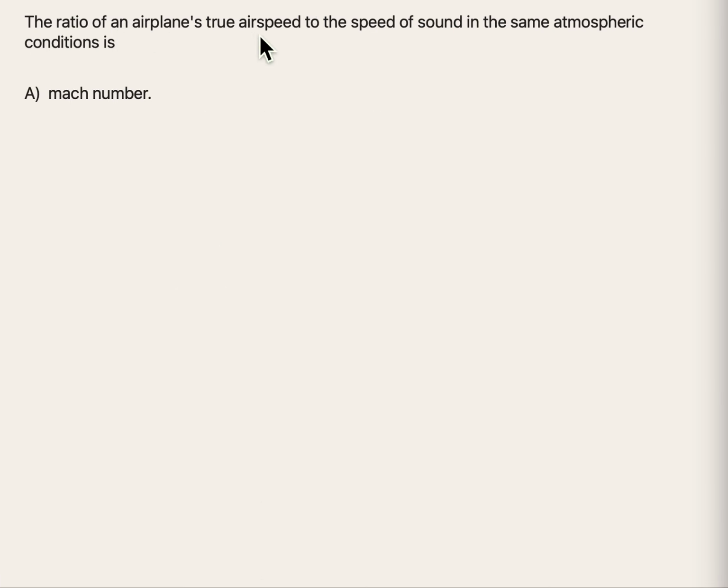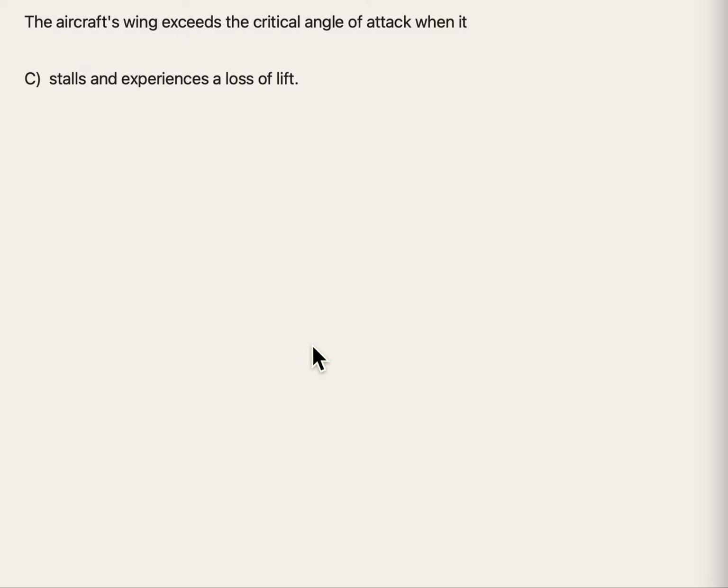The ratio of an airplane's true airspeed to the speed of sound in the same atmospheric condition is Mach number. That's easy. The aircraft's wing exceeds the critical angle of attack when it stalls and experiences a loss of lift. That's pretty easy.